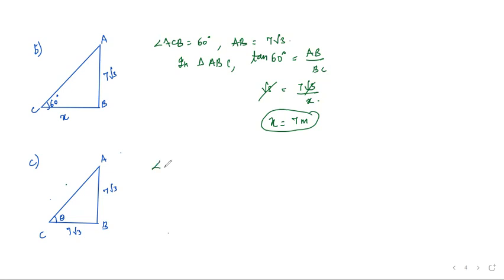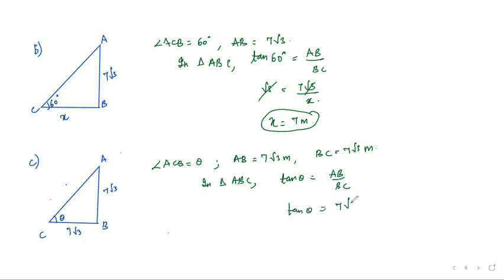So yes, now here angle ACB is theta, we need to find out. AB is 7√3 meters and BC is also 7√3 meters. Now in triangle ABC, again, tan theta is equal to AB by BC. Tan theta is equal to, both the values are 7√3, which is 1. So 1, how can I write 1 in terms of tan? Tan 45. Tan gets cancelled. So theta is equal to 45 degrees. So I hope this is clear.